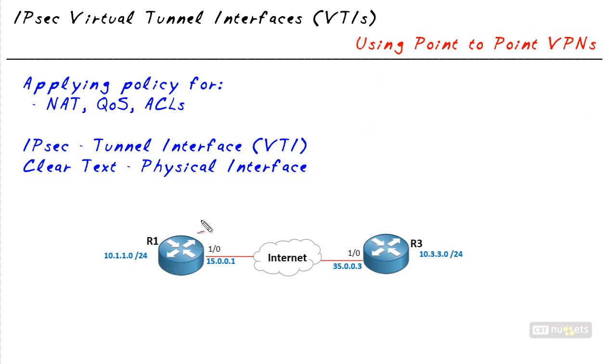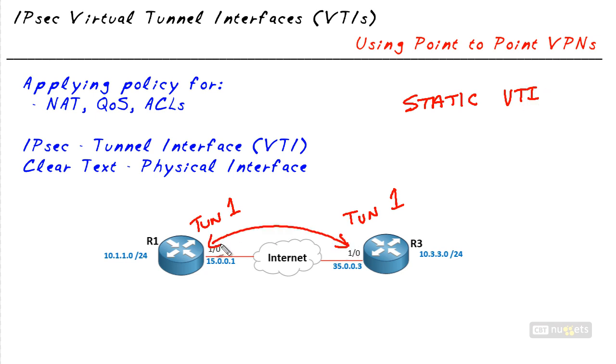Now, to do this, we're going to create a tunnel interface on both routers, router 1 and router 3 in this example. So let's use tunnel interface number 1. And if we are using static virtual tunnel interfaces, we're going to identify the source and the destination for both sides. So we'll say tunnel source on R1 is 15.0.0.1, and from R1's perspective, the tunnel destination is 35.0.0.3. Now on this tunnel interface, we can give it an IP address.